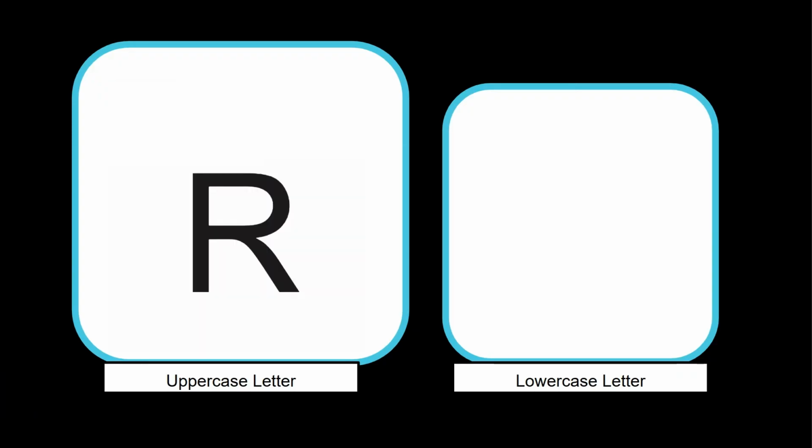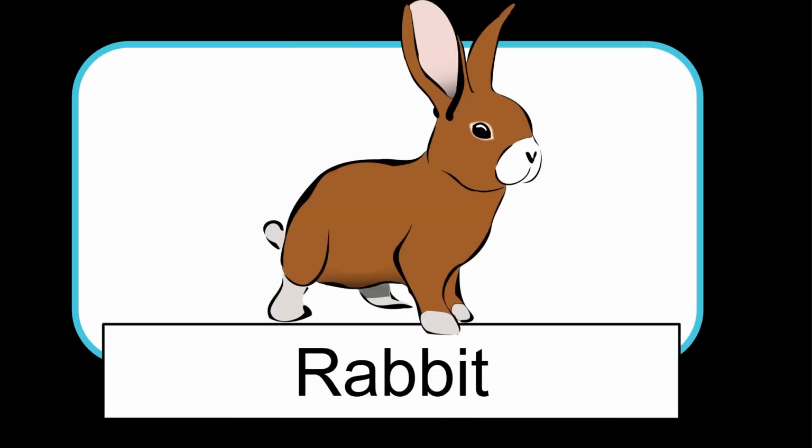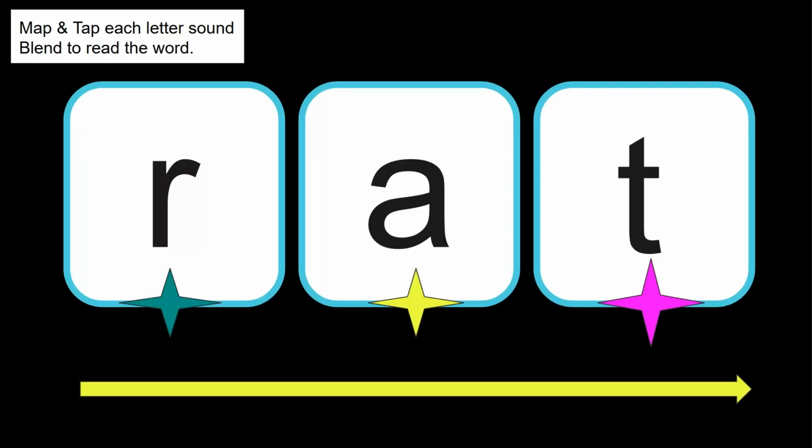Next we have the letter R. R, and it makes the R sound. Just like in the beginning of rabbit. Rabbit. So let's decode. R-at. Rat. Great job.